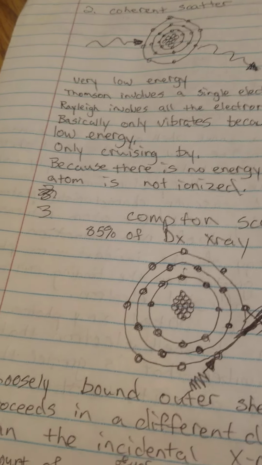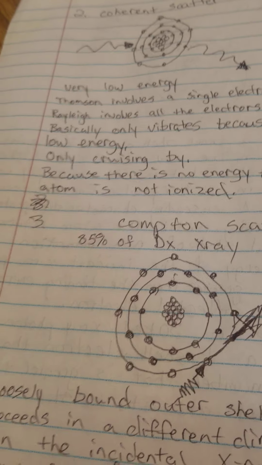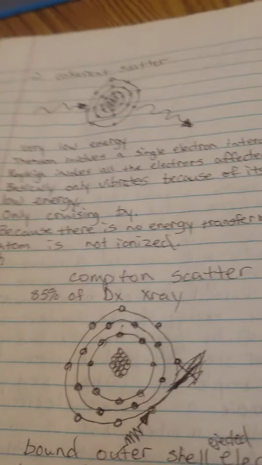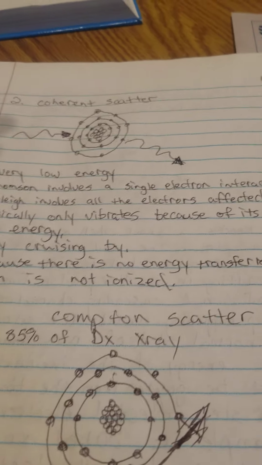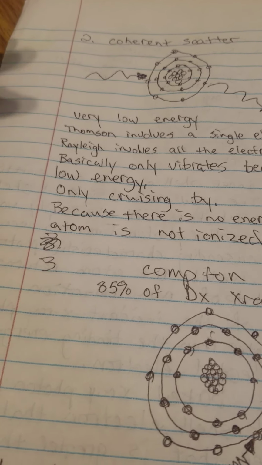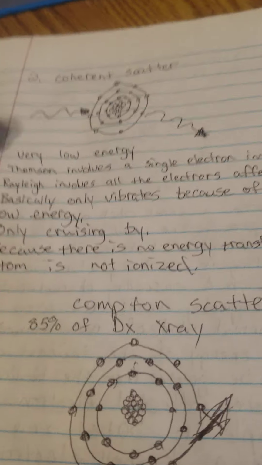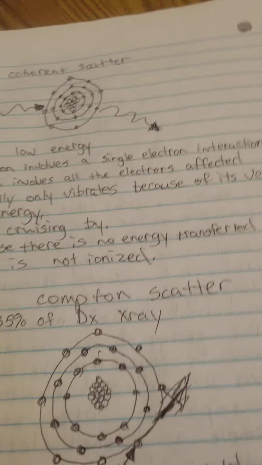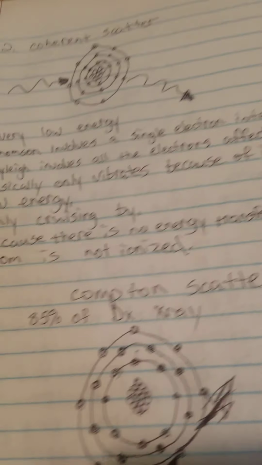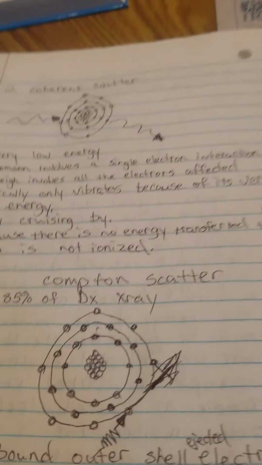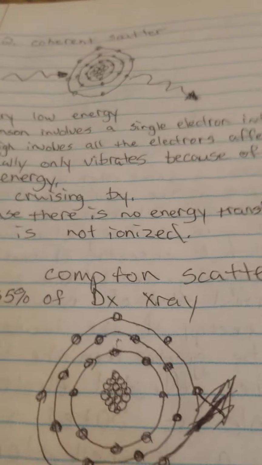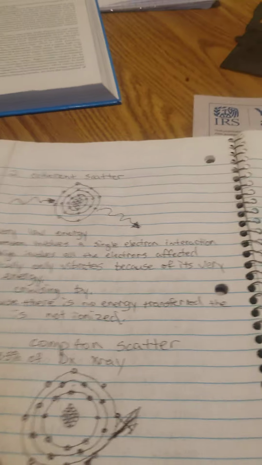Okay, so another different kind of tissue interaction is coherent scatter. And your coherent scatter is very, very low energy. Of course, there's two different kinds: Thomson, which involves just a single electron moving a little bit, and Rayleigh, which involves when all of them are kind of moving. Basically, it vibrates because of its low energy. I kind of see it as like cruising by, or maybe Amy's truck driving by with the leaves. There's no energy that is being transferred, so this is not ionized.